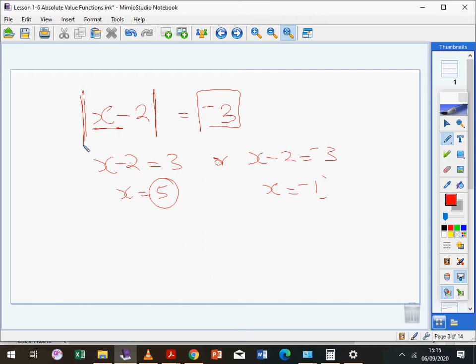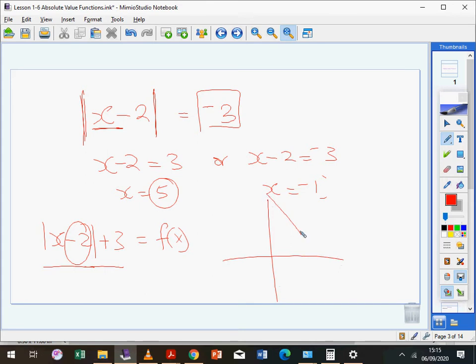If I try to graph this, I'm going to first take the 3 to the other side. Then my f(x) would equal the absolute value of x minus 2 plus 3. This means it moved 2 units to the right and moved 3 units upward. So it's going to be 2 units to the right and 3 units up. So it's going to look like that. As you can see, it doesn't cut the x-axis.